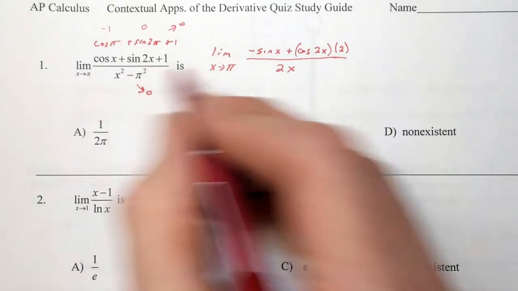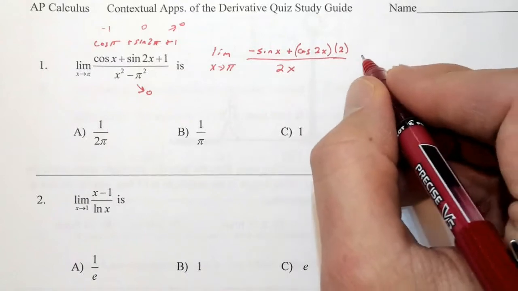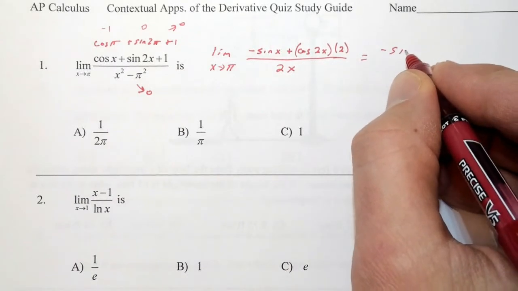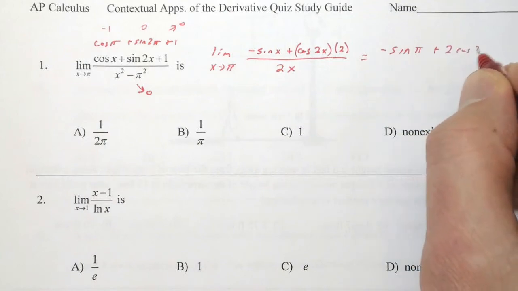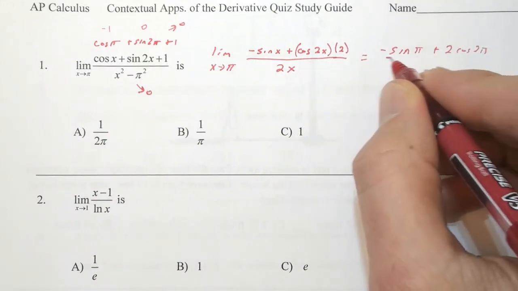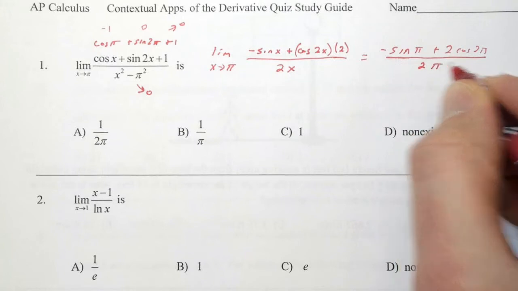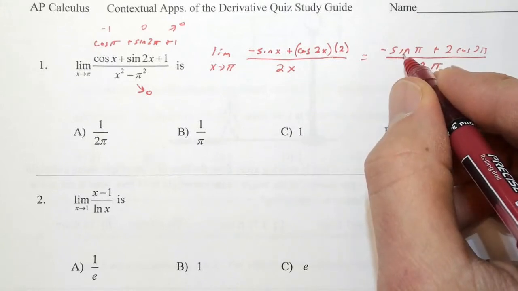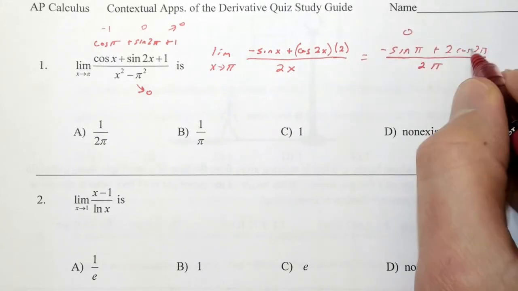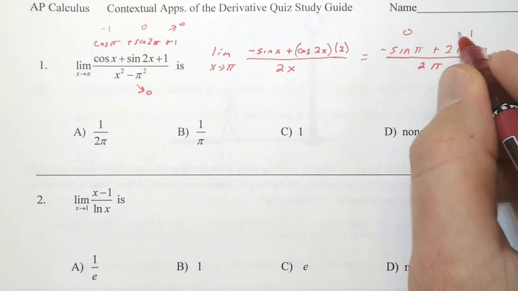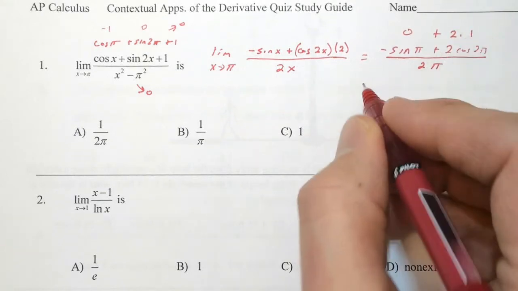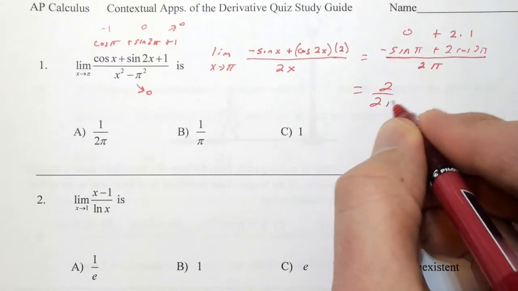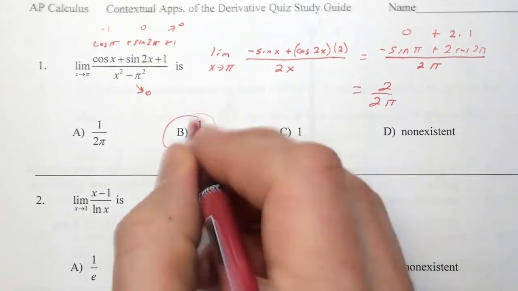Now we're going to plug pi in again. So we now have the opposite of the sine of pi plus twice the cosine of 2 pi, all over 2 pi. The sine of pi is 0. The cosine of 2 pi is 1, so we have 2 times 1. 2 times 1 is obviously 2, and we're going to divide that by 2 pi. So we see an answer of B.